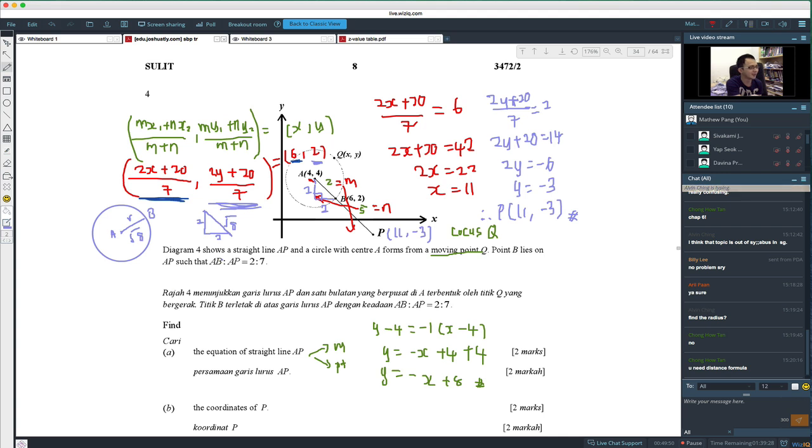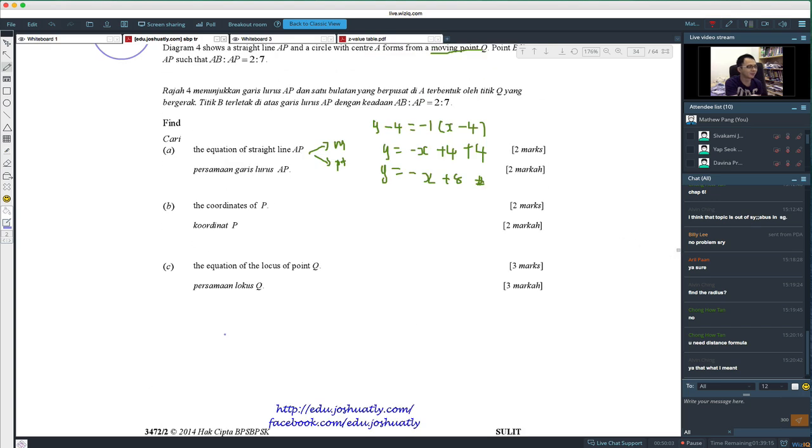Yes, if you want to use the distance formula, you can do that also, because it's the same thing. So in order to find the equation of locus at the point Q, I will say AB is equal to square root 8.